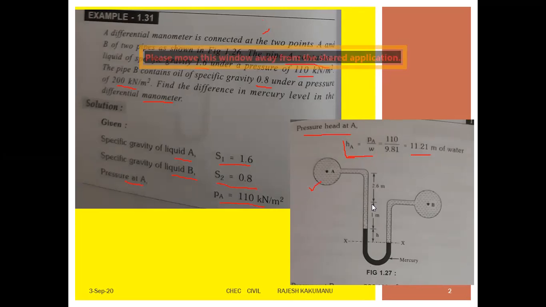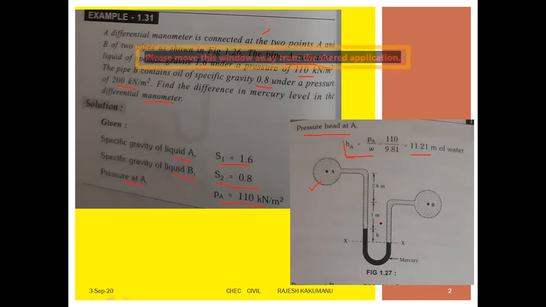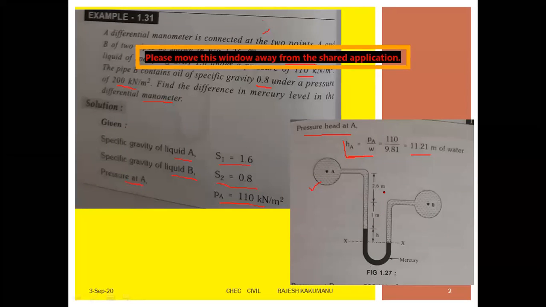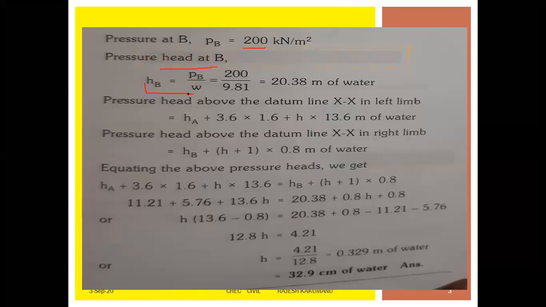Next. Now see the heights. The height of mercury is H, right? The center height of the water is M and the H2 value is 2.6. Okay. Now from the pressure at A, we got the height equal to 11.21 meters of water. Now the pressure at B, from the question, is 200 kilonewtons. So the pressure head at B, apply the same formula H is equal to P by W, with the point B, 200 by 9.81, 20.38 meters of water.